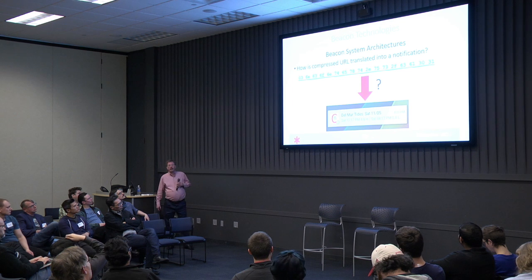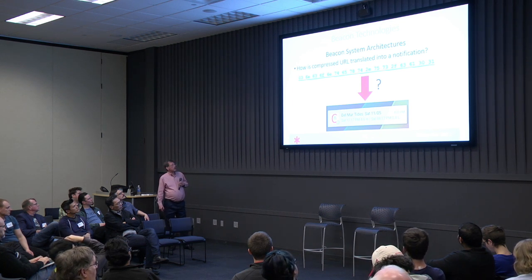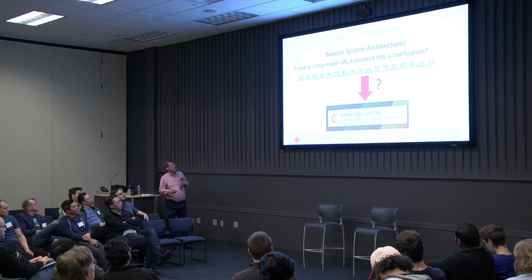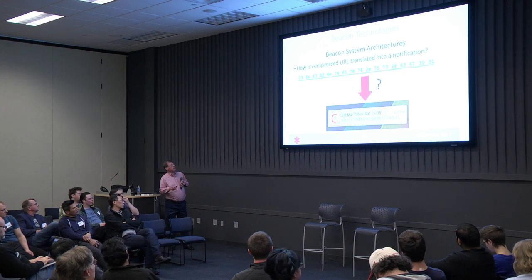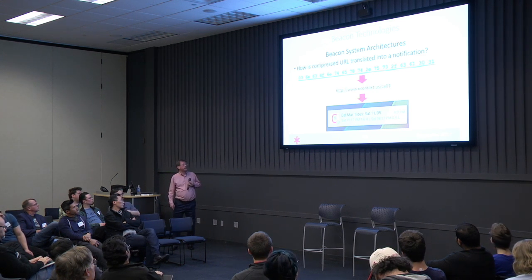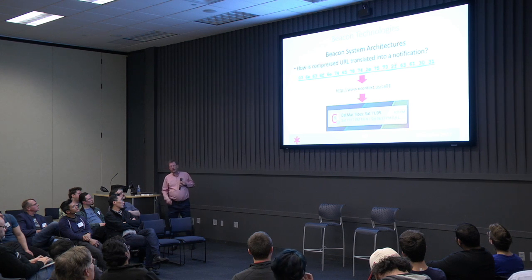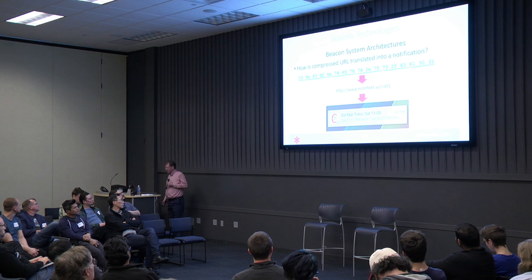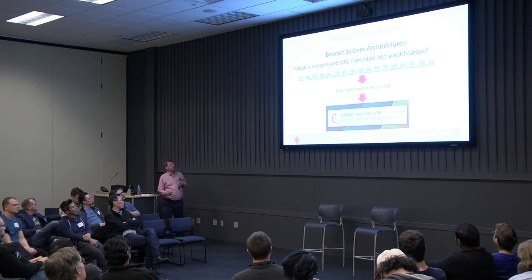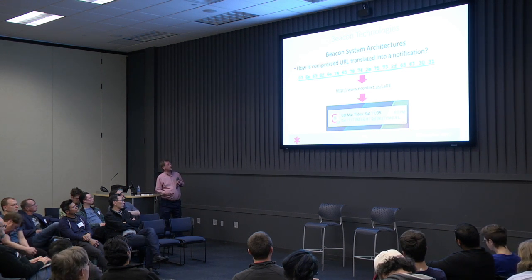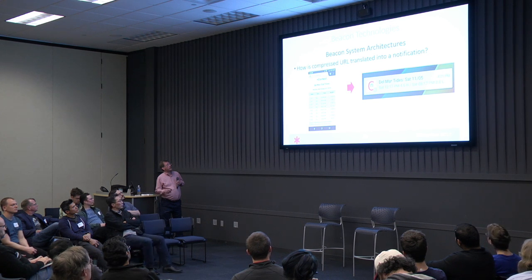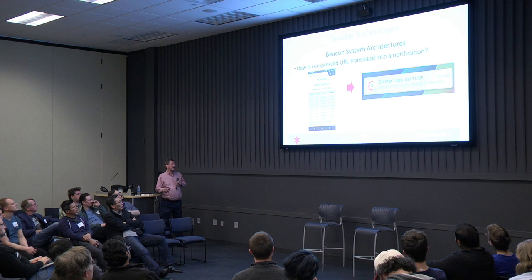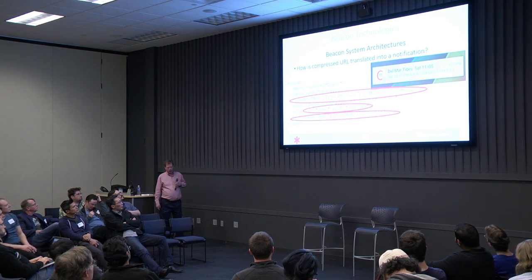So how is this compressed URL translated into all that information? Obviously there's no such information there. That compressed URL expands into such and such, and then you can see that web page has that information. So how does this web page information get into the beacon?